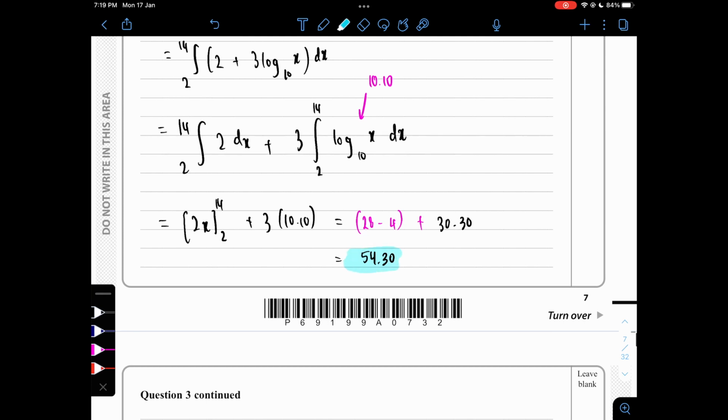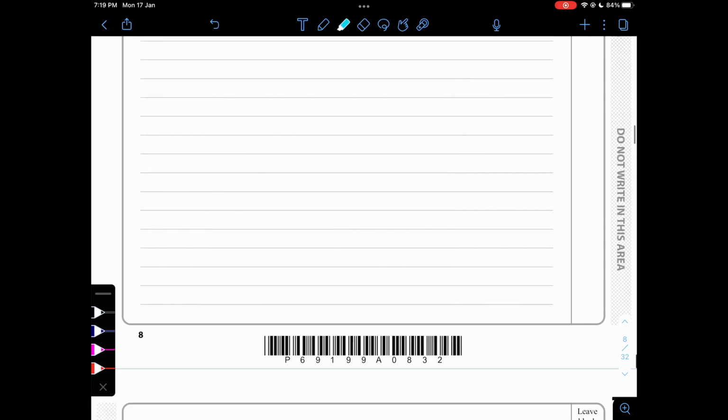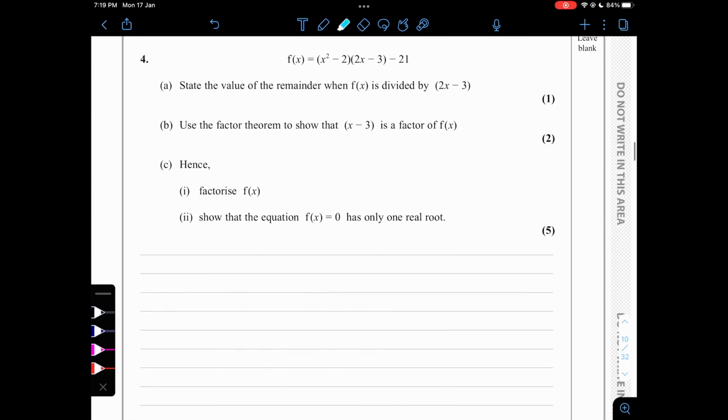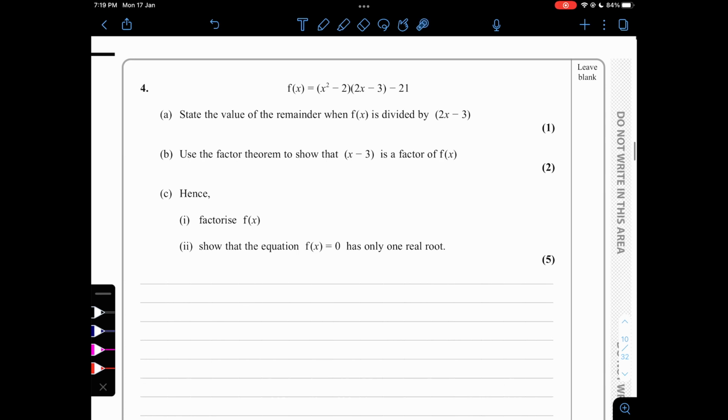All right, let's move on to question number 4. We have f of x is x squared minus 2, times 2x minus 3, minus 21. State the value of the remainder when f of x is divided by 2x minus 3. When a function is divided by something, we set 2x minus 3 equals 0, so x equals 3 over 2. We can just substitute 3 over 2 here.